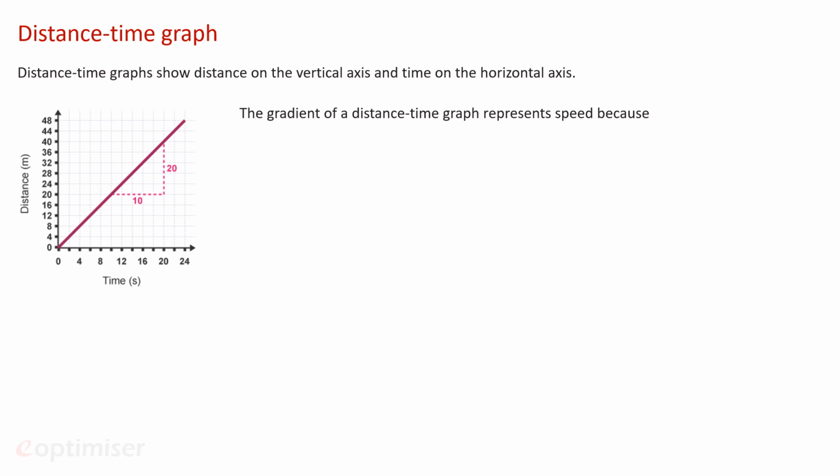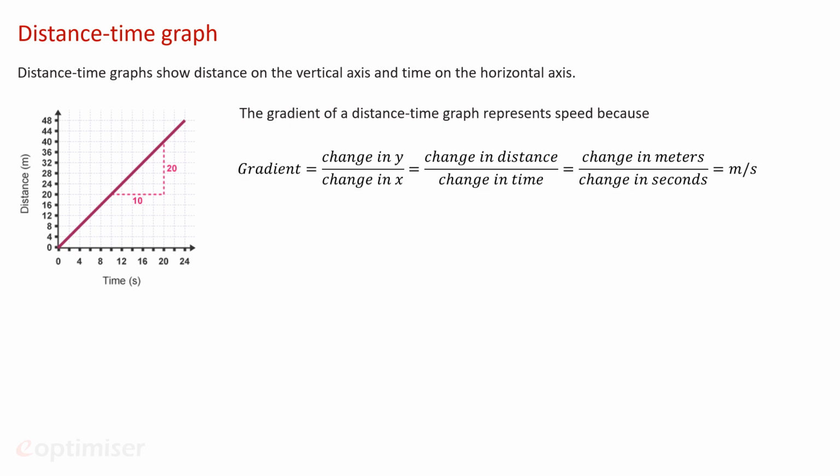Speed is the change in distance over the change in time. Here the gradient, that is change in y over change in x, where the distance is measured in meters and the time in seconds. Therefore the change in meters over change in time is the speed, and the answer will be in meters per second. That is the speed you are traveling at.